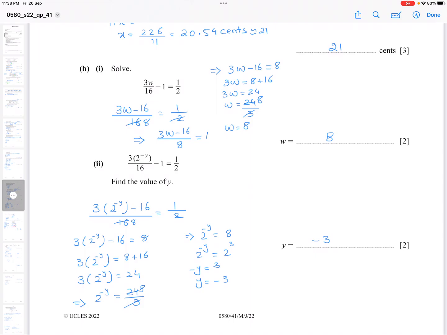Now 2 power minus y is equal to 8. So 8 can be written as 2 power 3, so that I'm trying to make the base the same on either side of the equals sign. So it becomes 2 power minus y is equal to 2 power 3. So my bases are the same. So my answer is minus y equals 3, which is y is equal to negative 3.